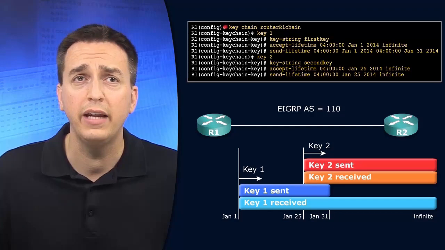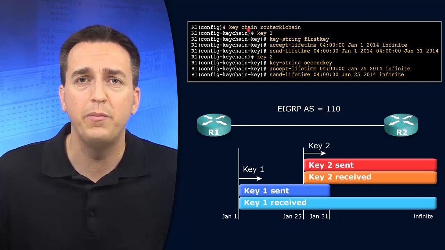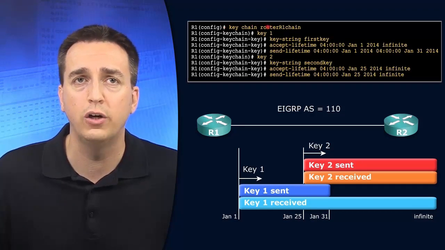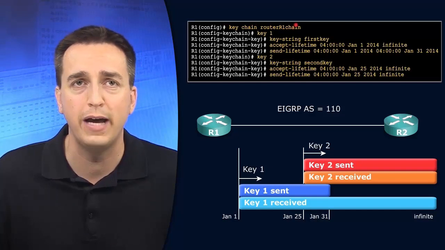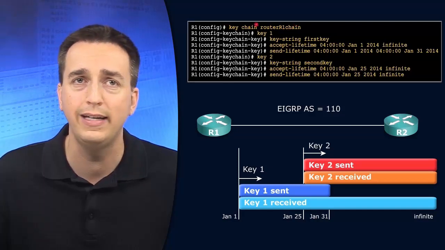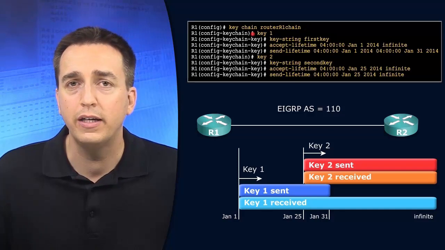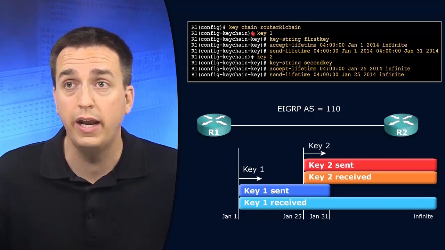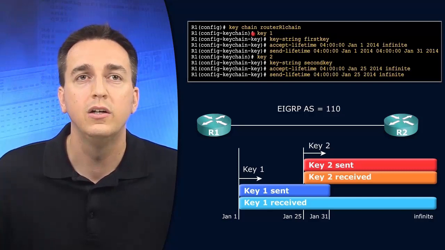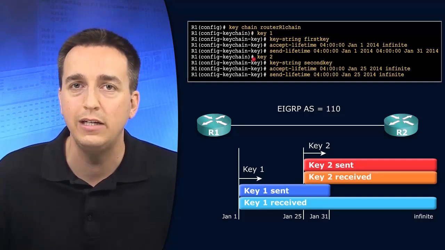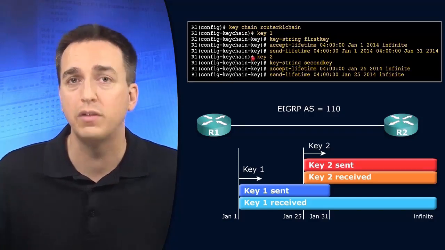So keychain specifies the name of the keychain. So we're creating that keychain. It's called router R1 chain. Doesn't have to match with R2. On R2, we could have any name for the chain that we want. Inside of our keychain, we're going to have keys. Just like on a keychain, we have keys. Well, here we have key 1 and key 2. Now, these keys have to match with R2.